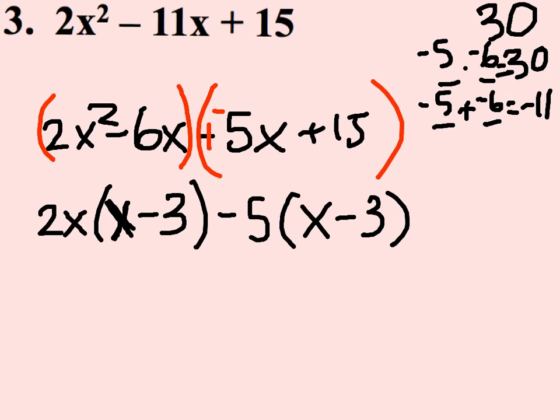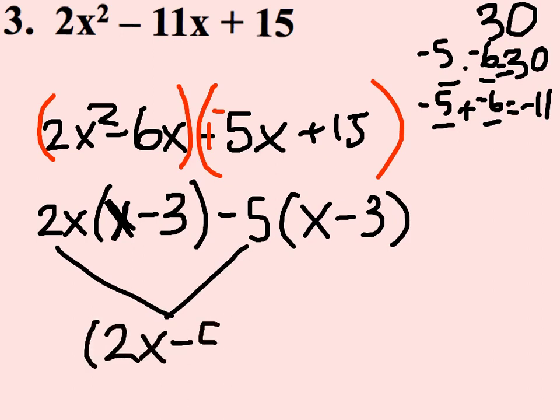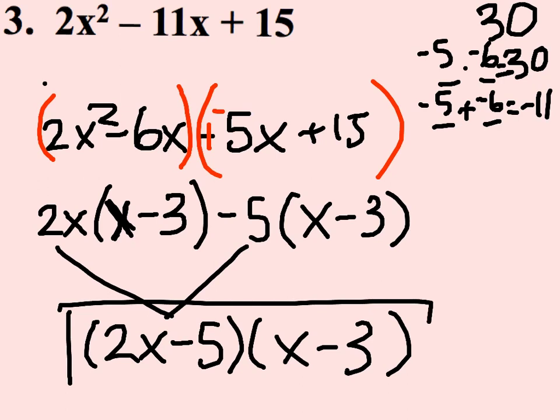Now I'm going to assemble my two binomials. I'll be left with 2x minus 5 times x minus 3. Again, to double check my answer, I can FOIL out my two binomials and see if I'm left with the original trinomial in the problem. Lastly, I always want to double check and make sure I don't have any greatest common factors left inside my two remaining binomials.